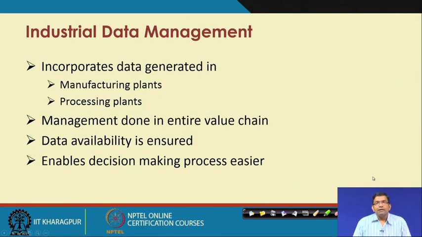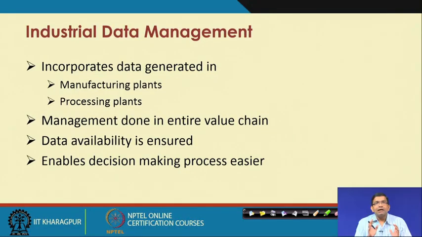So, industrial data is what concerns IIoT. Managing such data, using all the different techniques that I just mentioned, will have to be done. Industrial data management incorporates data generated from different processing plants, manufacturing plants, and so on, and the management is done across the entire value chain. What it means is that industrial data will have to be handled properly in order to deliver value to the end users. This value chain consideration is very important. Availability of the data has to be ensured in industrial data scenarios.